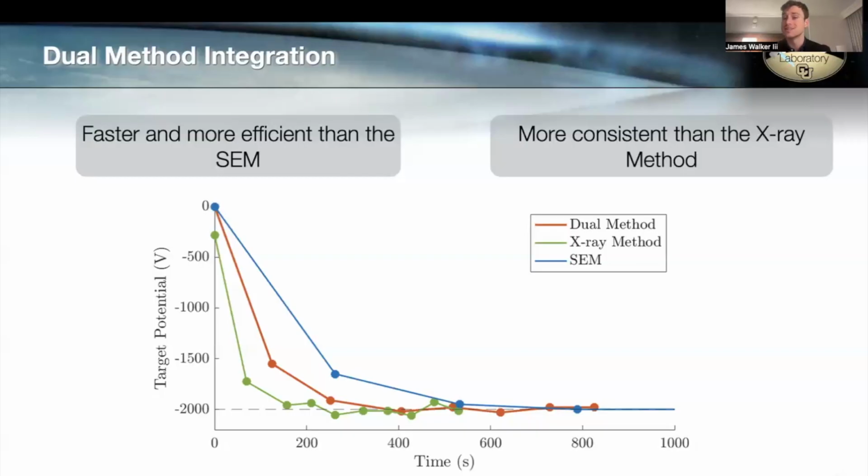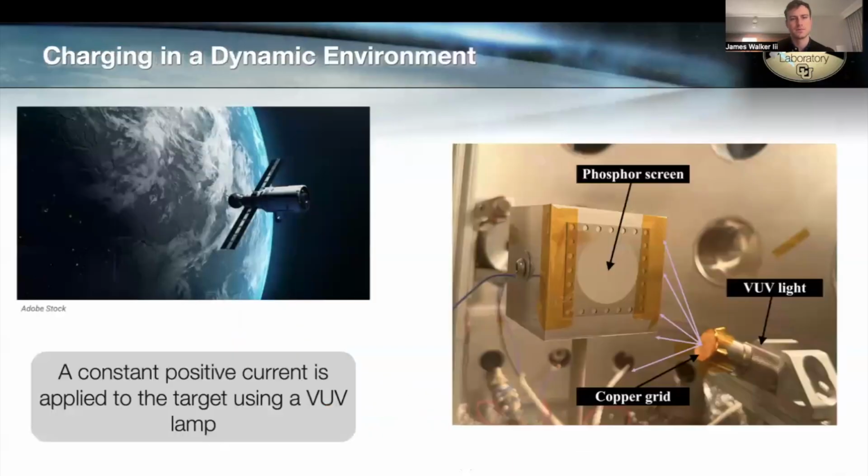We also see we get more consistency in the final convergence than we do with the X-ray method. The measurements of the dual method are more accurate in general, and once we get down to converging to the negative 2000 volts, we get a much more stable behavior around that goal potential with the dual method compared to the X-ray method. So we are able to successfully leverage both the benefits of our two prior methods by combining them.